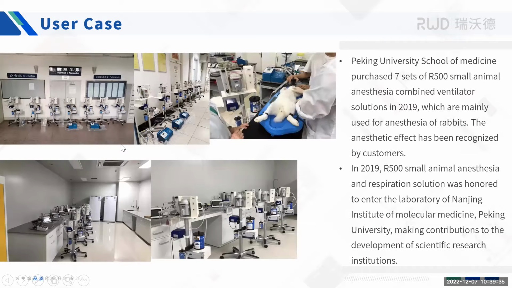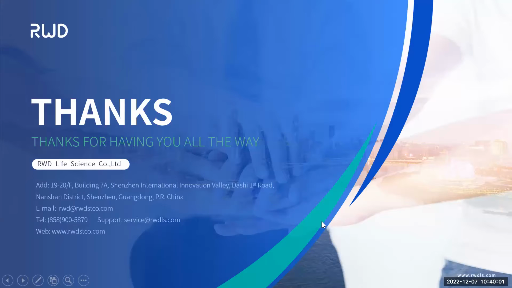And Peking University and Nanjing University bought a lot of our mobile type to save laboratory space. They also use it with a ventilator together. In this picture, they use it with the stereotactic together and do the experiment for the rabbits. And here is all my introduction.